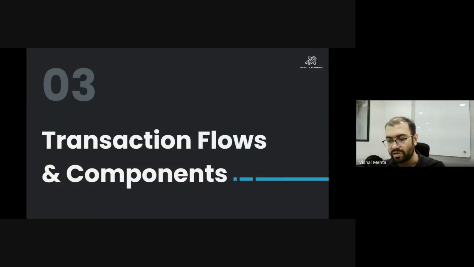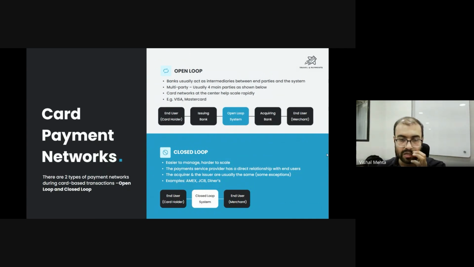And now let's talk about the different transaction flows and the components. There are 2 types of transaction flows. The first type is what we call the open loop. Your Visa and MasterCard are typically open loop, which means Visa and MasterCard act like an intermediary only doing the technology work, right?